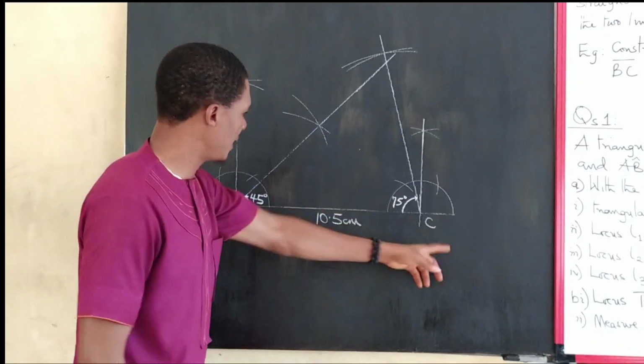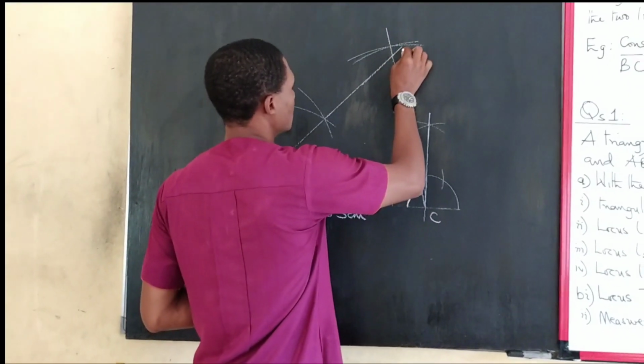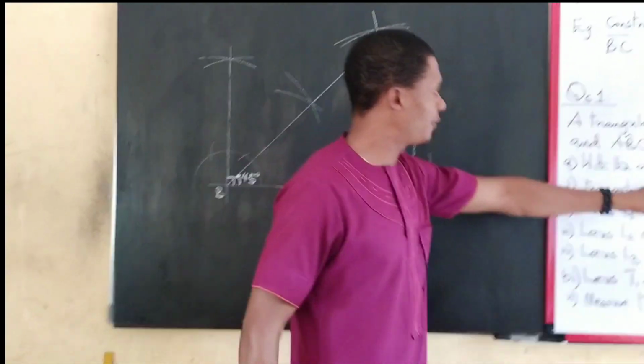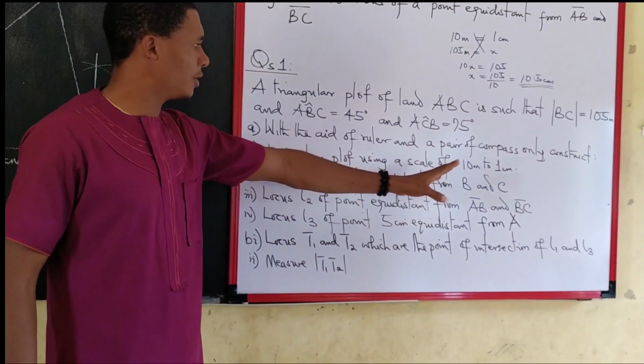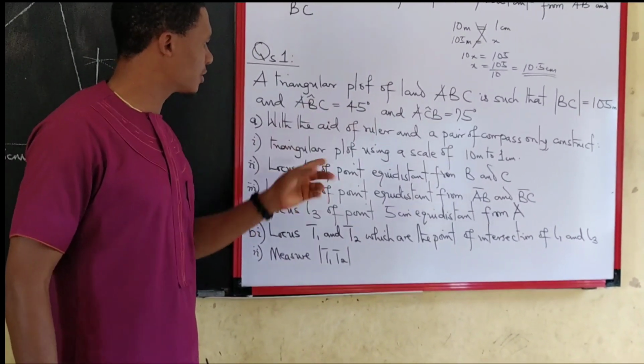Now, which alphabet is missing to complete the triangle? A. So that means here should be called A. Okay? So with the aid of a ruler and a pair of compasses, construct a triangular plot using the scale of 10 meters to 1 cm. So I have constructed the triangular plot.